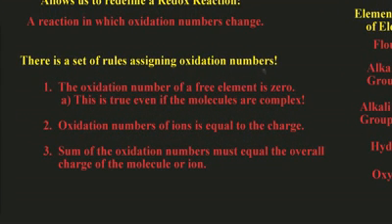So this is the set of rules for assigning oxidation numbers. Make sure you follow these. The oxidation number of any free element is 0. So if it's not bonded to anything, it's 0, no matter how complex the molecule may be. We'll go through some in the example videos. The oxidation numbers of ions are equal to the charge. So if you've got calcium 2+ out there, its oxidation number is 2+. The sum of the oxidation numbers must equal the overall charge of the molecule or ion. If it's a molecule, it'd be 0, and if it's an ion, it's whatever the charge is for that ion.